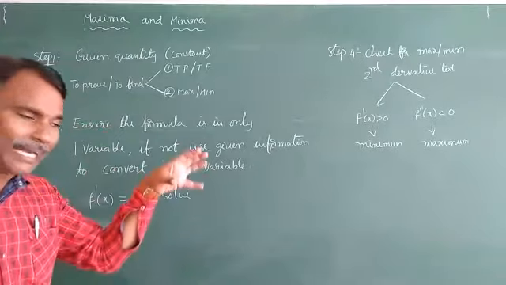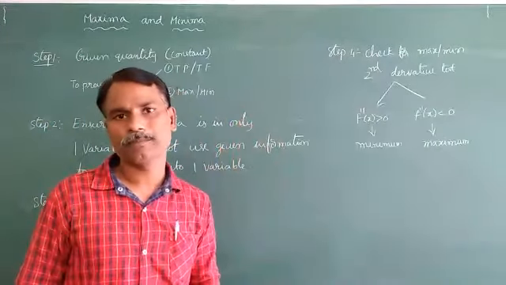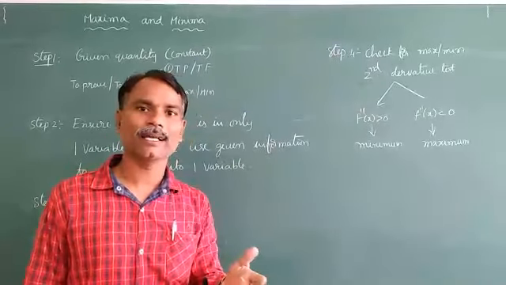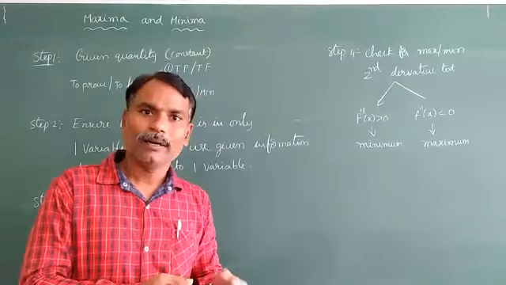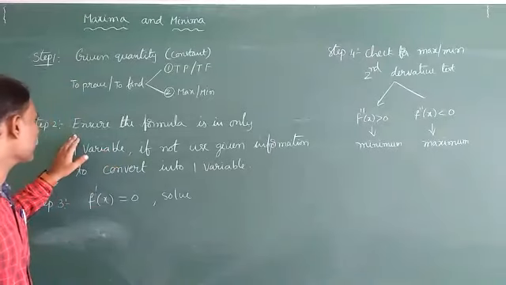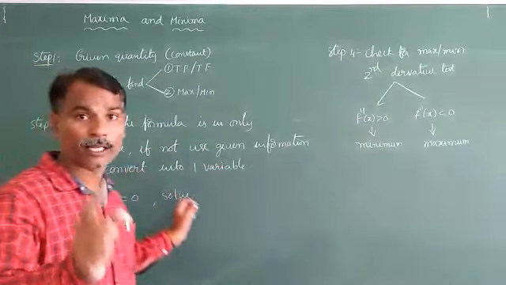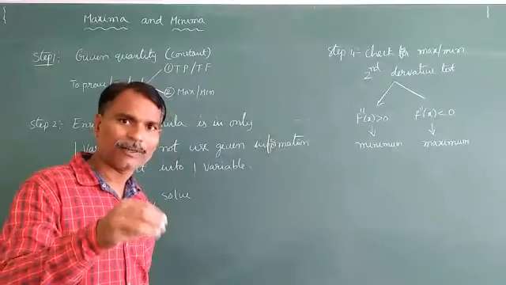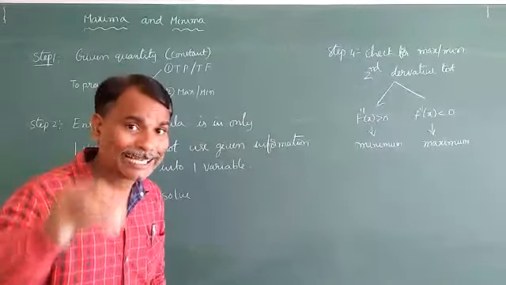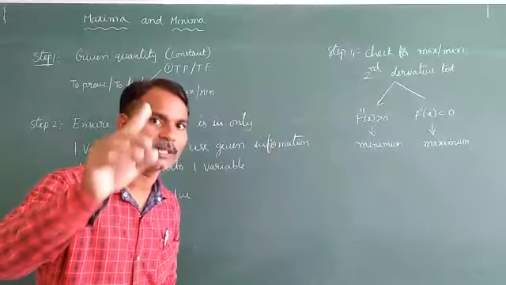Second step, by reading the question, see which object is given to us, whether it is a sphere or a cylinder, and whether it asks for volume or surface area. Ensure the formula is in only one variable, because for a function f of x, the expression is in terms of a single variable only.